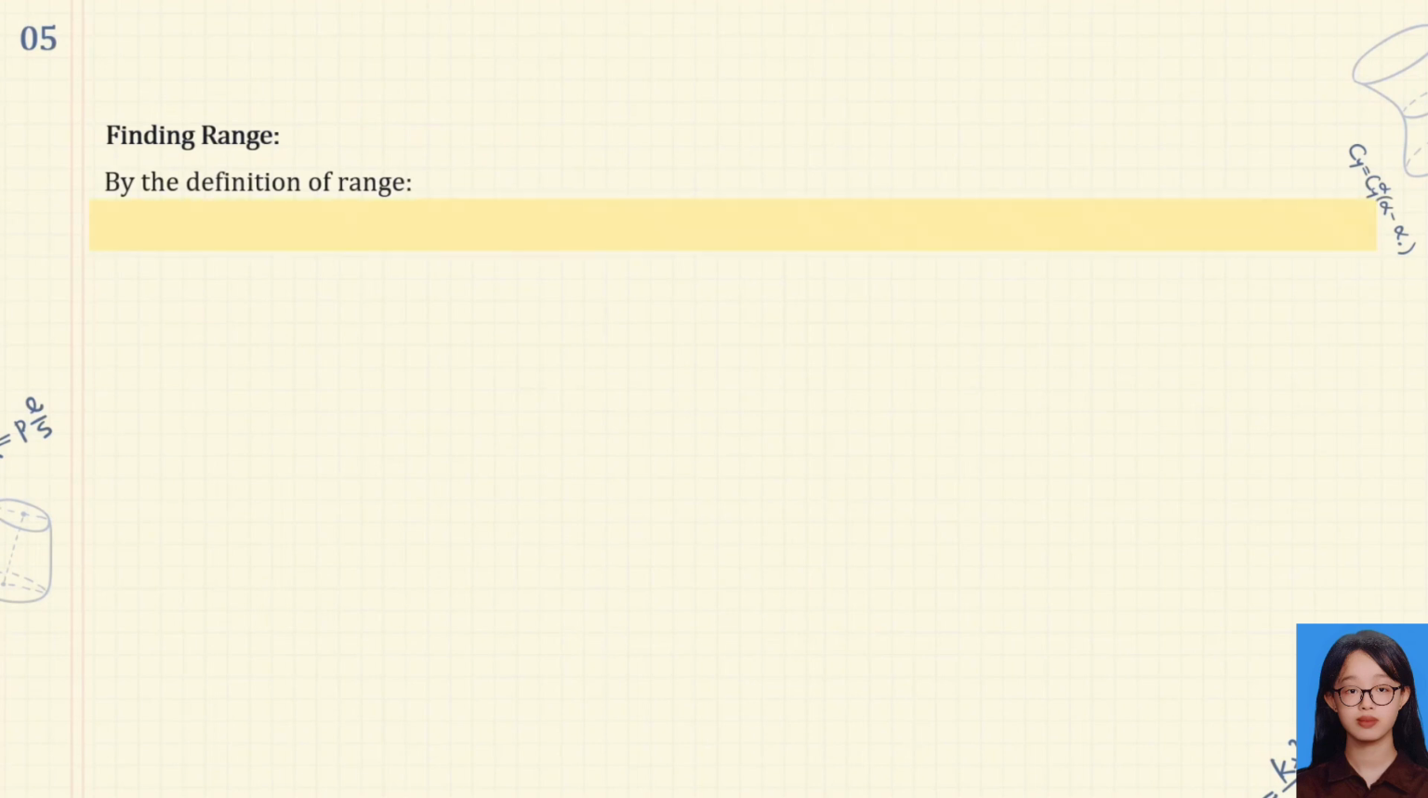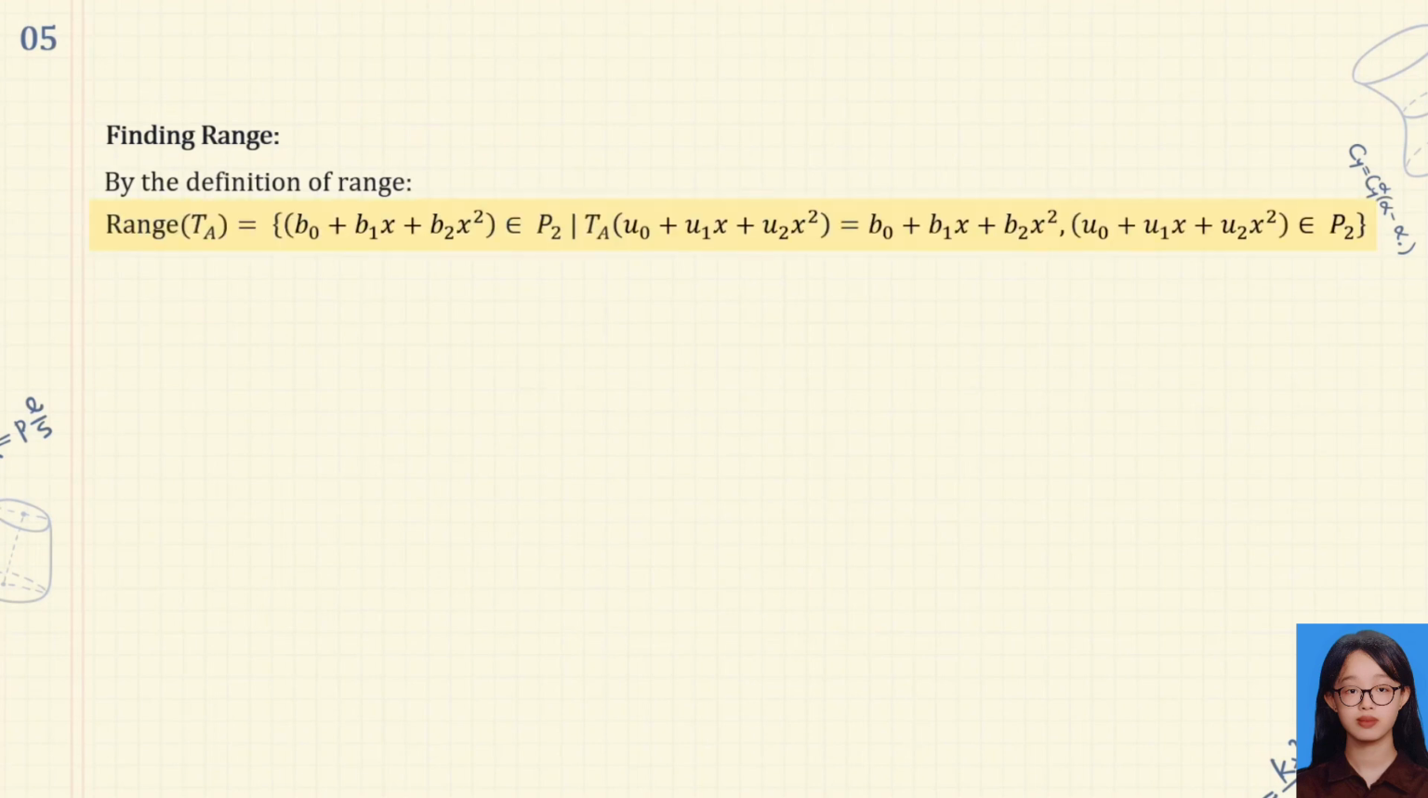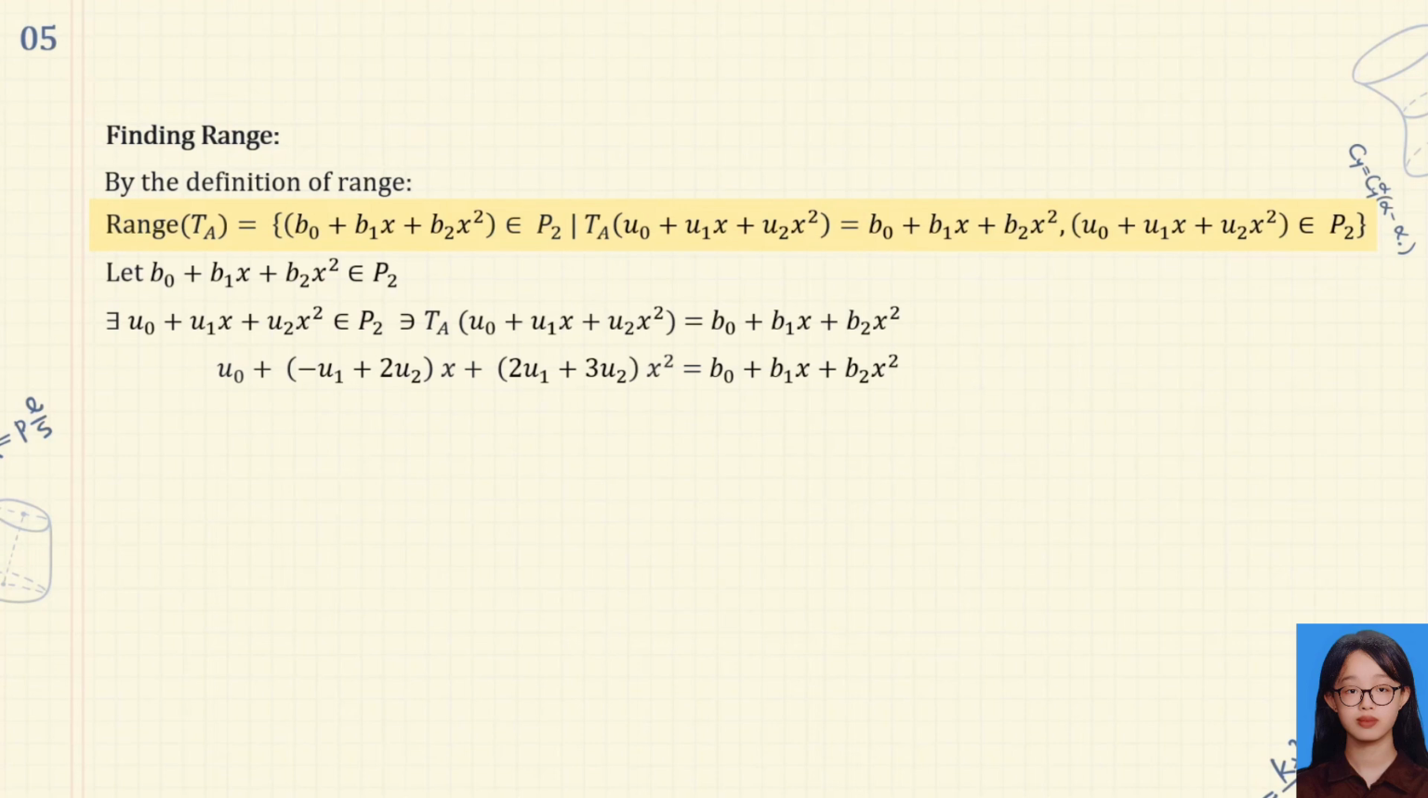Find the range by the definition of range. The range of T_A equals the set of b0 + b1x + b2x², which is an element in P2, such that there exists u0 + u1x + u2x² in P2 that is mapped by T_A to b0 + b1x + b2x². We let b0 + b1x + b2x² be an element of P2. We can get the following system of linear equations: u0 equals b0, -u1 plus 2u2 equals b1, and 2u1 plus 3u2 equals b2.